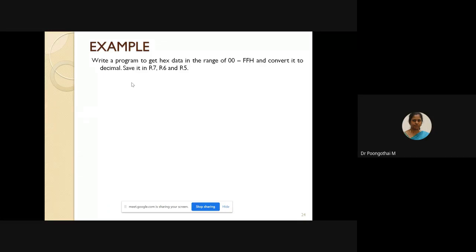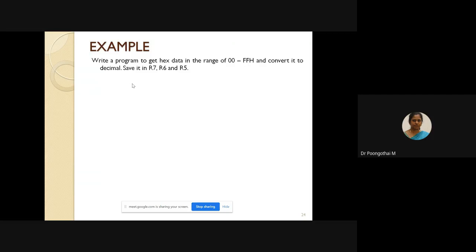Suppose a temperature sensor is connected to your port, through an analog to digital converter. The ADC represents some quantity such as temperature or pressure. If the temperature sensor is connected, it will measure temperature. If the pressure sensor is connected, it will measure pressure. So that should be converted into digital and then given to the microcontroller.